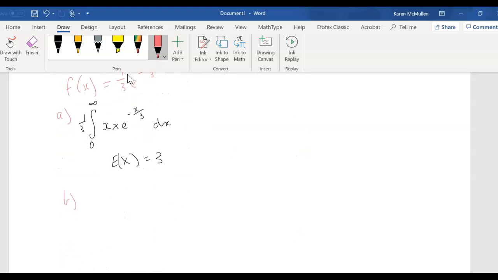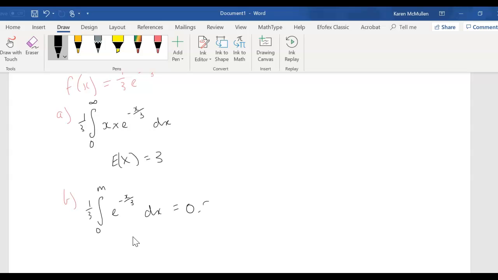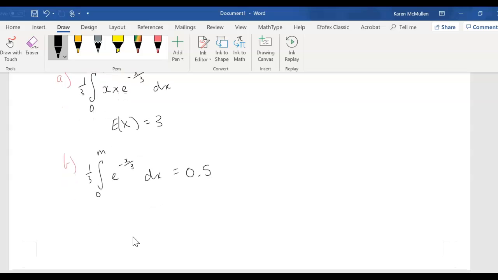Find the median. Okay, so just writing in our function. So we're going from 0 to some value, which is our median. The 1/3, I'm just going to keep out the front, and e to the negative x on 3 dx, and that's equal to 0.5. So we can do this by hand, so I'm going to go ahead and do it by hand. So I might just start over here. So 1/3. All right, the antiderivative of that is negative 3e to the negative x on 3, from 0 to m, equals, and I don't like decimals.